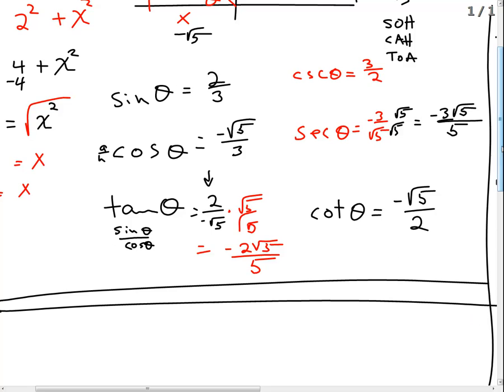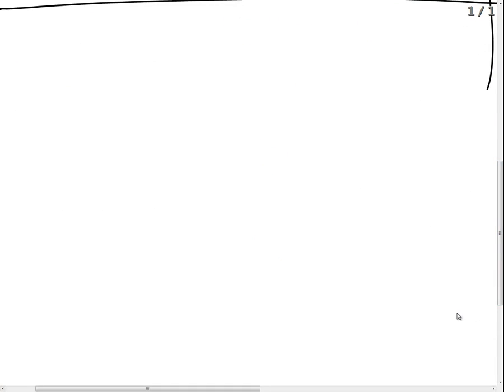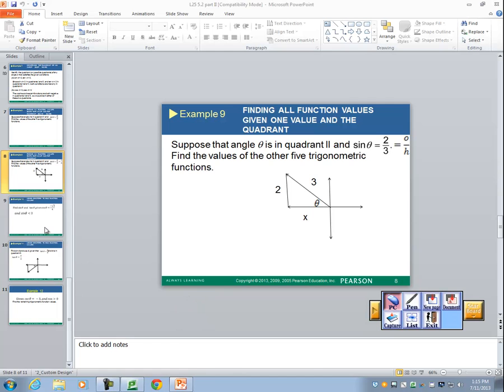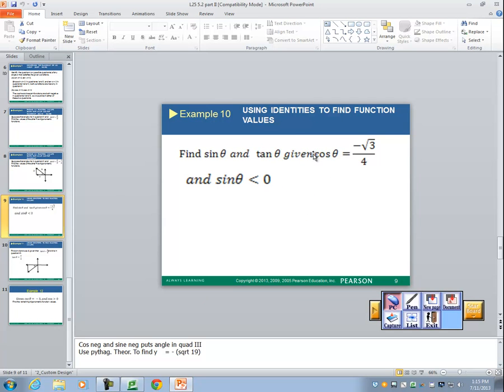Okay, let's see what we have for the next problem. Here we want to find sine theta and tangent theta. So we don't need to find all 6 here. We just need to find sine theta and tangent theta, given cosine is negative square root 3 over 4, and sine is less than 0. All right? Since cosine is negative, now think of cosine as negative like x. Cosine is synonymous with x, right?